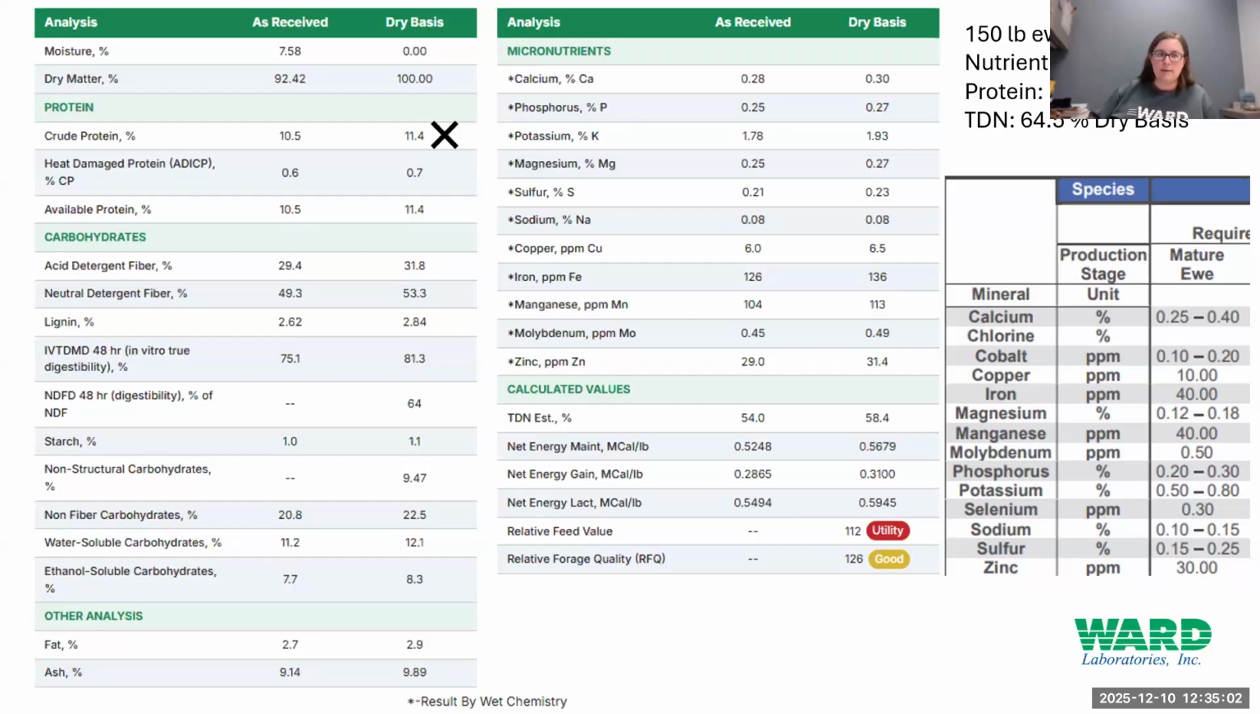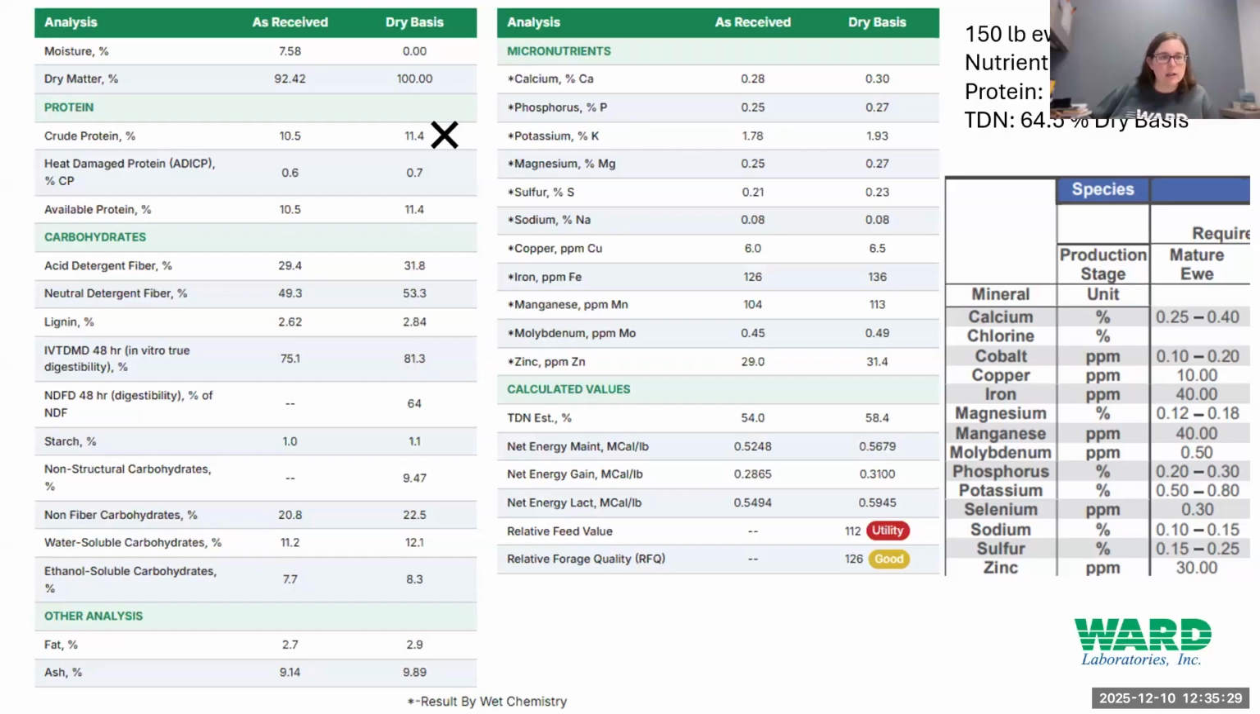Now the next thing, under my carbohydrates header there, I'm looking at fibers. So I have ADF and I have NDF. Both of these are actually in a good range. They're not too high to where I'd be too concerned. And then I look at the NDFD 48-hour digestibility. I just like to skip down there, see if I can.